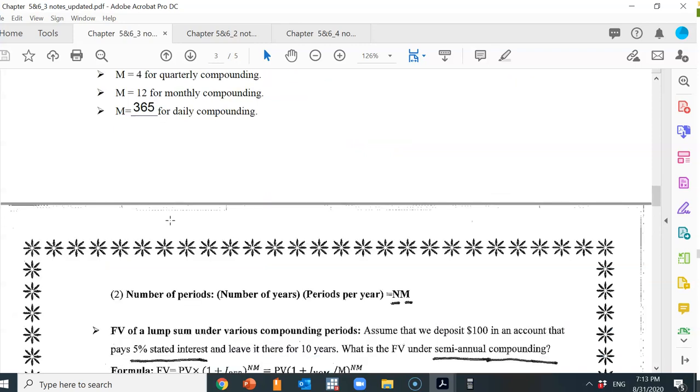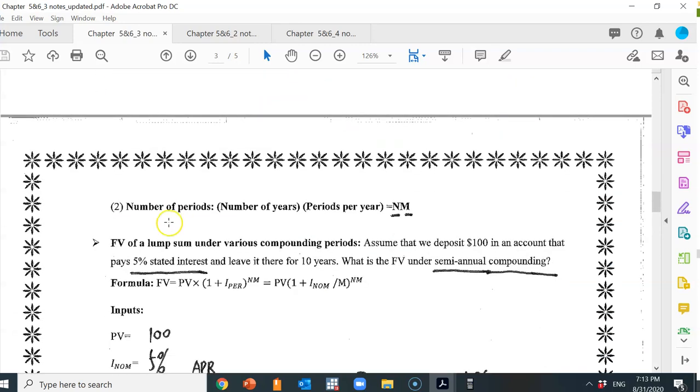Okay, after we figure out the periodic rate, we also need to calculate the number of periods. We need to use the number of years multiplied by periods per year. So we use N, the number of years that we've learned in the last 2 videos, multiplied by M, periods per year. For example, if it's 3 years with semi-annual compounding, then we use 3 years multiplied by 2 because we have 2 periods per year.